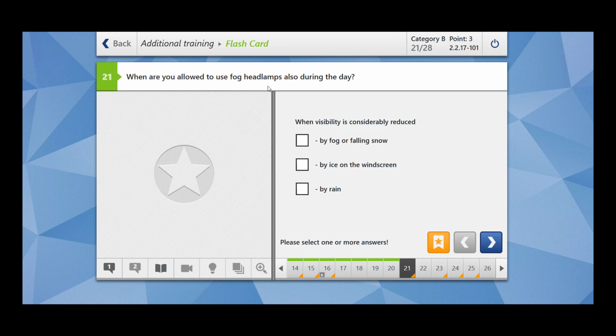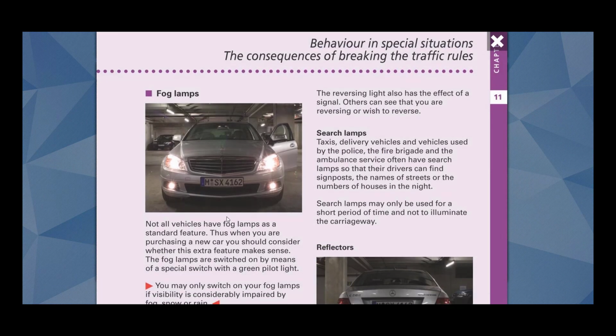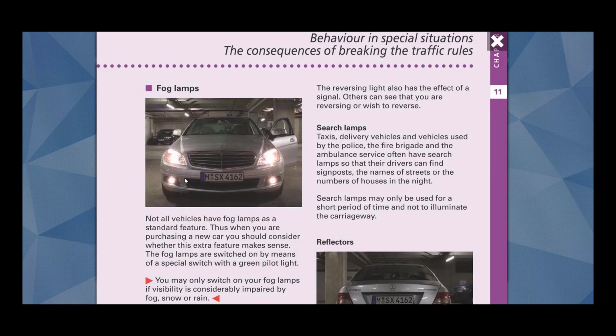When are you allowed to use fog headlamps also during the day? When visibility is considerably reduced by fog or falling snow? Exactly. By rain? Exactly. By ice on the windscreen? No. You can easily clear your windscreen. Fog, falling snow, or rain, you can always use fog headlamps. And this is important to notice over here. These are the fog headlamps which you are seeing over here.